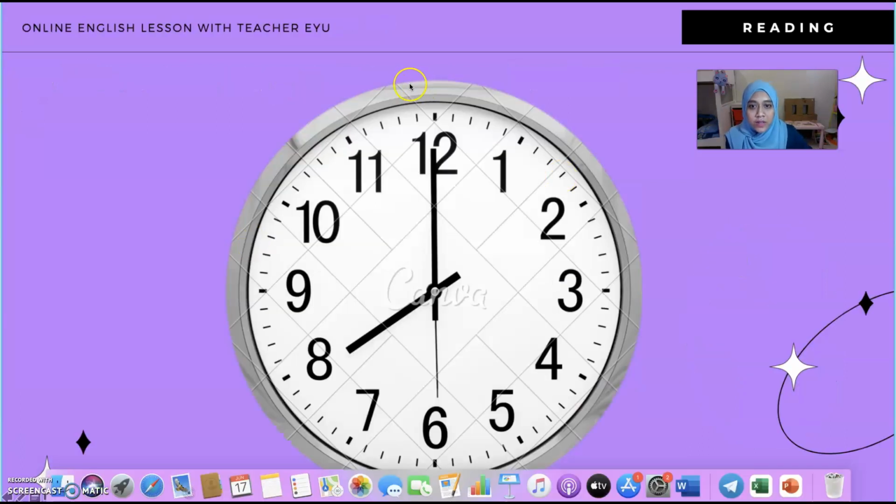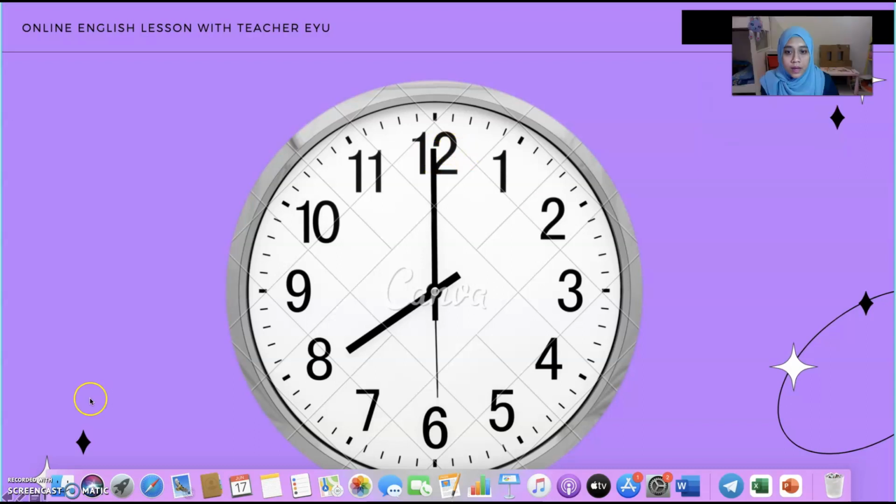Okay, boys and girls, as you can see, this is a clock. A clock tells us the time. There are 12 numbers on the clock, which are 1, 2, 3, 4, 5, 6, 7, 8, 9, 10, 11, and 12. There is also the hour hand. This is what we call the hour hand, ini jarum jam. And the minute hand. The long hand is the minute hand, jarum pendek. So how are we going to read the time?